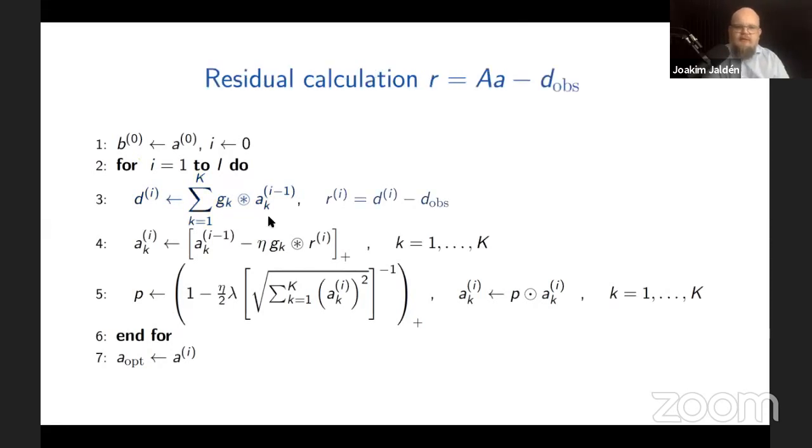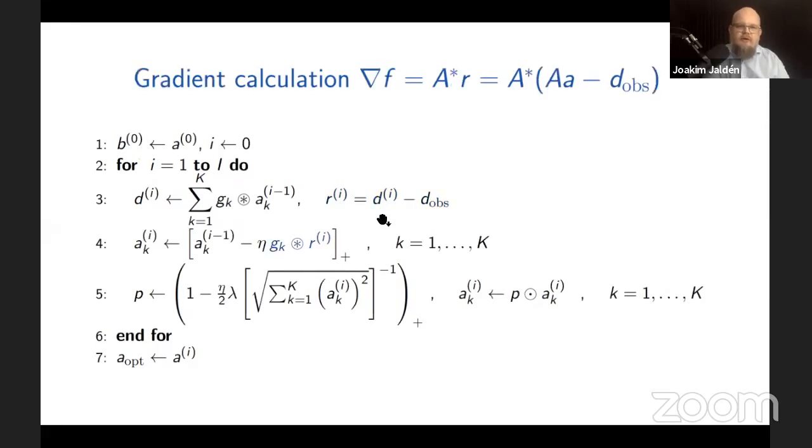The next step is to compute the residual. So how off were we with this prediction? And that's just subtracting what we actually saw from what we predicted. Then you should calculate the gradient, which in this case is simply applying the adjoint operator on the residual, because it's a least squares problem.